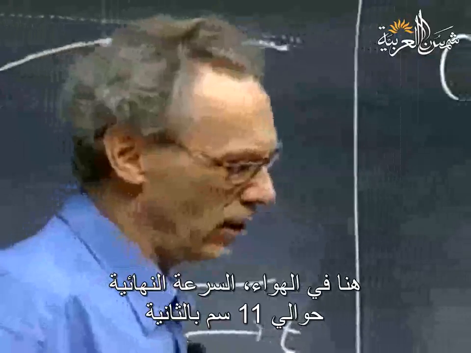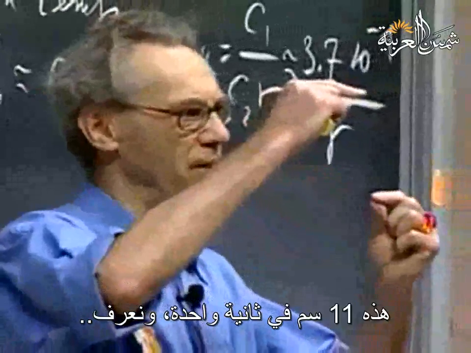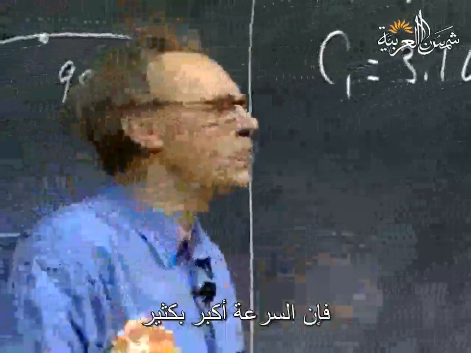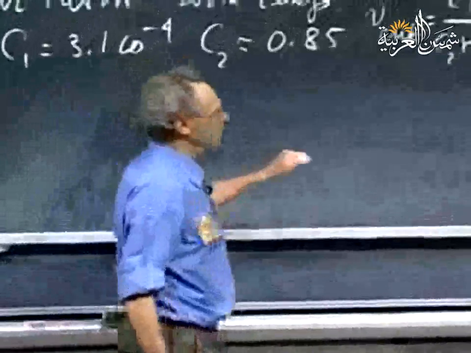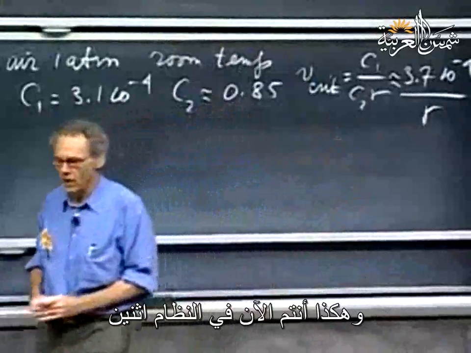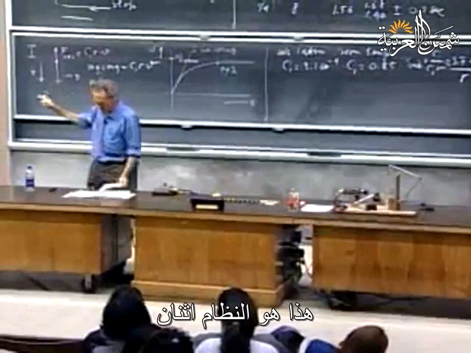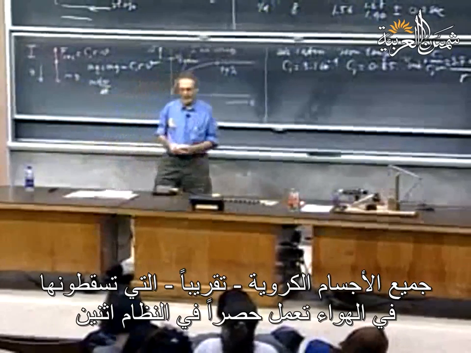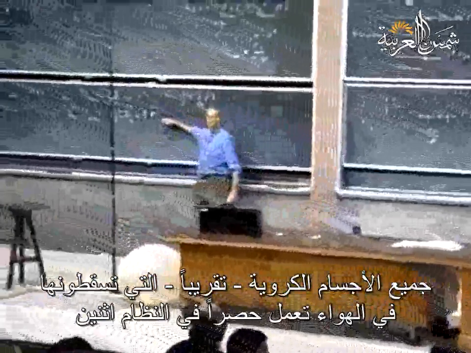Here in air, the critical velocity is something like 11 centimeters per second. This is 11 centimeters in 1 second. And we know when you drop a 1/4 inch ball bearing in air that the speed is way larger. And therefore, in the case of air, a 1/4 inch ball bearing would have a speed way above the critical speed, and so you are now exclusively in regime 2. That's the regime 2. Almost all spheres that you drop in air operate exclusively in regime 2.